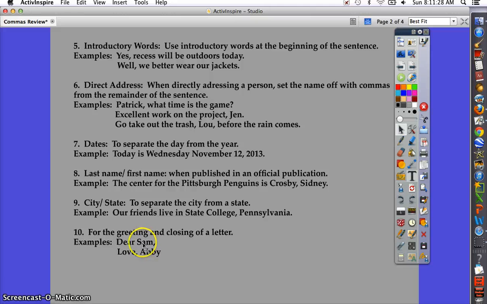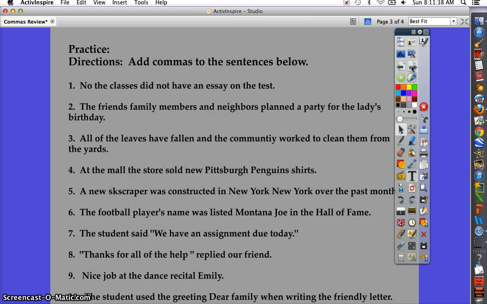Examples: Dear Sam would be a greeting. Love, Abby would be a closing in a letter. So those are 10 of the rules we've learned for commas this year, and we're ready to look now at a little practice section to practice those comma rules together.